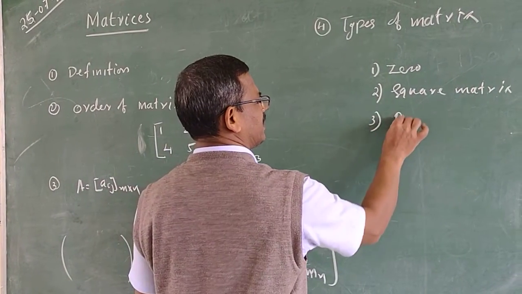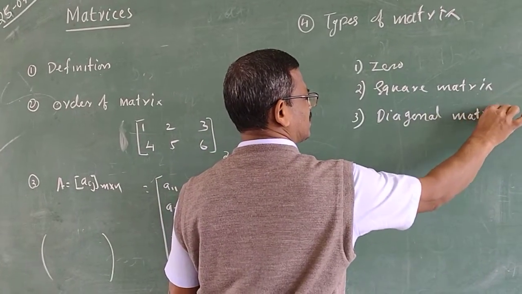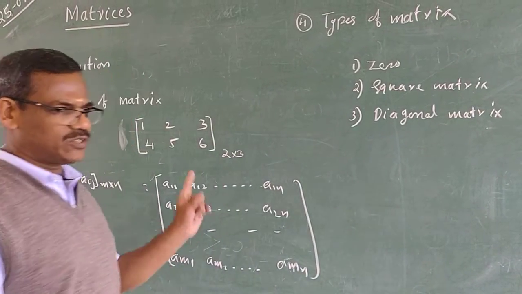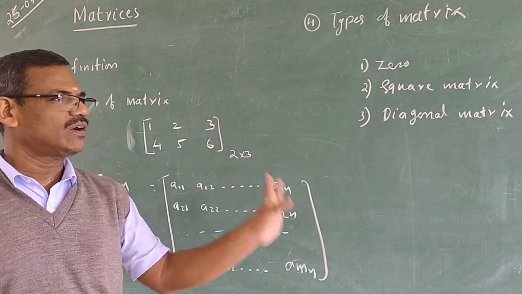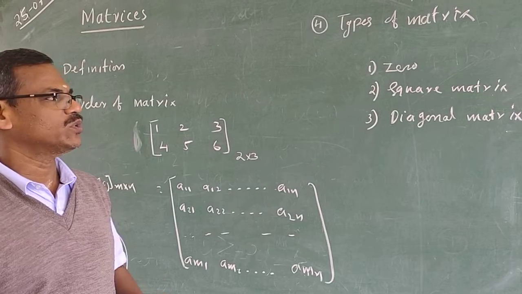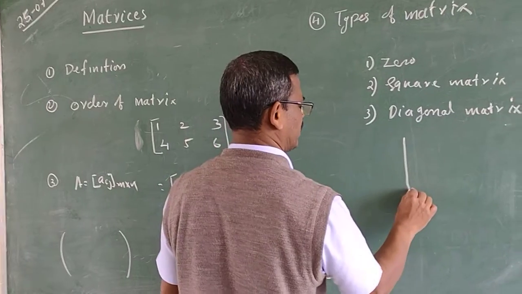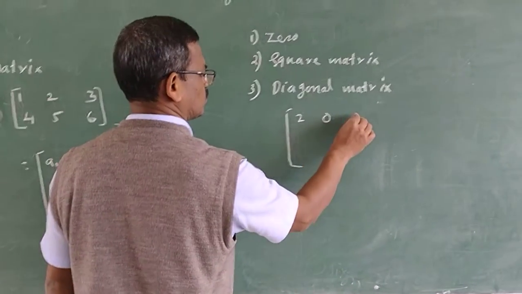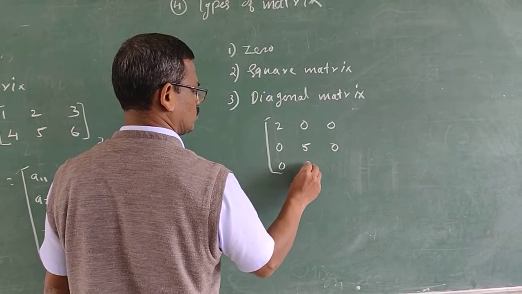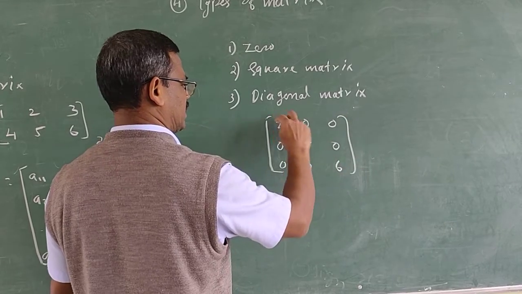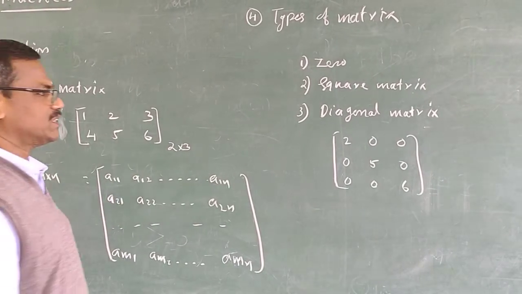Then the diagonal matrix. What is a diagonal matrix? It is a square matrix. A diagonal matrix is always a square matrix in which only the diagonal elements will be non-zero. The remaining elements will all be zeros. I will show an example. Say 1, 0, 0, 0, 5, 0, 0, 0, 6. You can see that except the diagonal elements, all the remaining elements are 0. It is called a diagonal matrix.